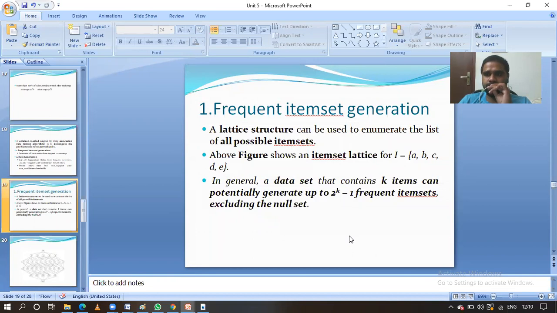Suppose k items are there in the market basket. How many frequent item sets will be generated? That is 2 power k minus 1. Here we have to exclude the null set, guys.